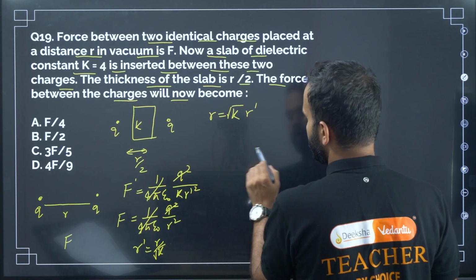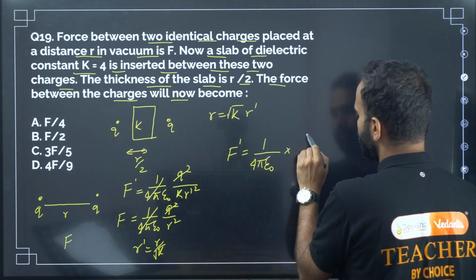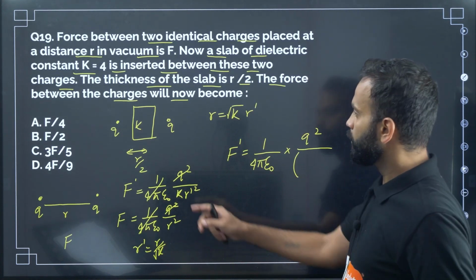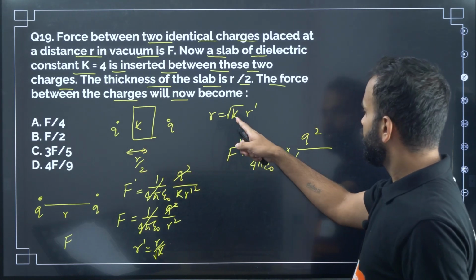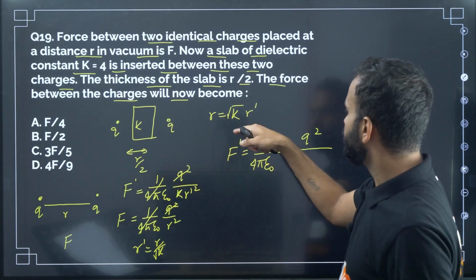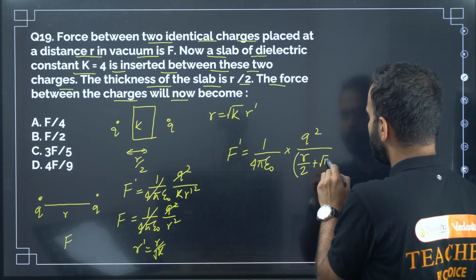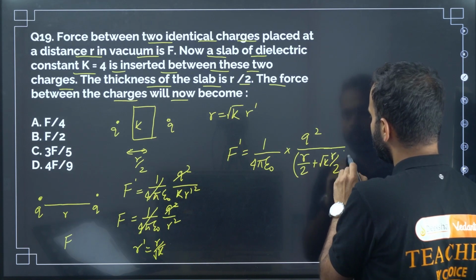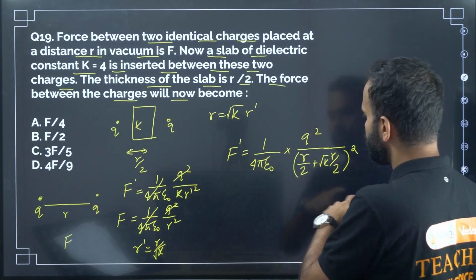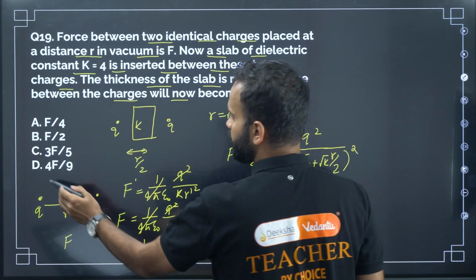So now the new force F dash is equal to 1 divided by 4 pi epsilon naught into Q square divided by the distance squared. Here the thickness of the dielectric slab is root K into R by 2, because of the thickness, the effective distance will be root K into R by 2, plus R by 2. So this is the distance, and it is whole squared. Now solve this, you will get F dash is equal to 4 by 9 F. So the correct option is D.